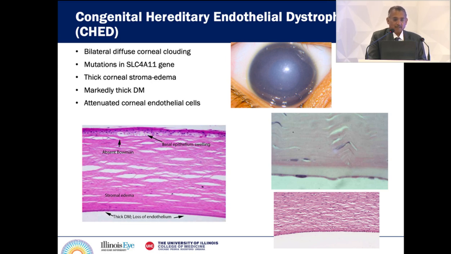CHED, as you all know, is again a condition where you have loss of endothelial cells from genetic mutations. And one of the hallmarks of CHED, of course, apart from loss or attenuation of corneal endothelial cells, is marked thickening of Descemet's membrane. You can see an age-matched normal cornea compared to one with CHED, where you have a very thin Descemet's membrane and abundant endothelium. Here, a very thickened Descemet's and a very attenuated corneal endothelium in CHED.